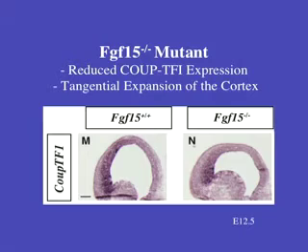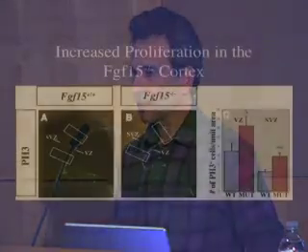You may also note for specialists that the shape of the cortex is quite different. It looks maybe elongated in the mutant. So we have decreased COUP, and if you remember what happens in the COUP loss-of-function mutation, where we found increased mitosis, one would predict that you would see increased mitosis in the FGF-15 mutant if the COUP-TF1 expression is the driving force for the mitosis.